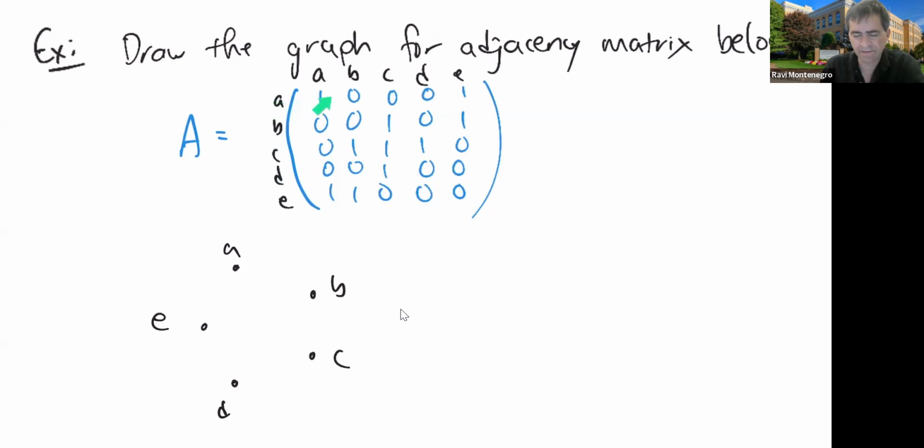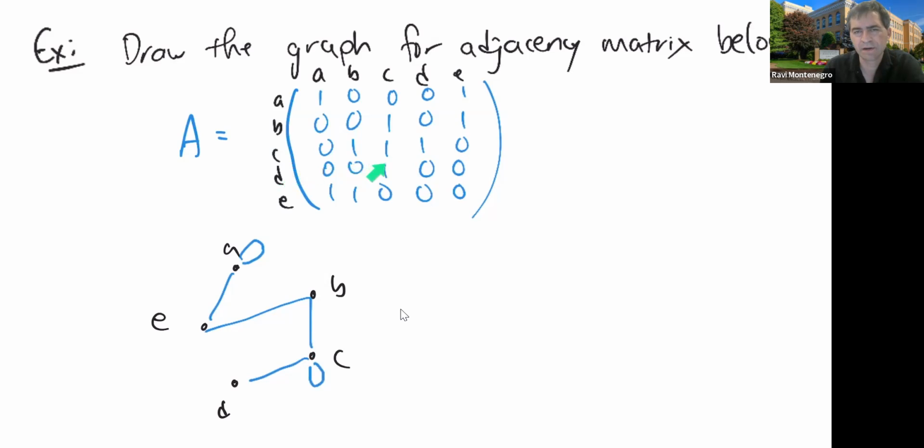So now I'll go across that first row. There's an edge between A and A to E. So A to A is that loop, and A to E is here. Then the second row, there's an edge from B to C and E. So B to C and B to E. Then there's an edge from C to B and C and D. So C goes to B, C, D. I already have B, then C, and then D.